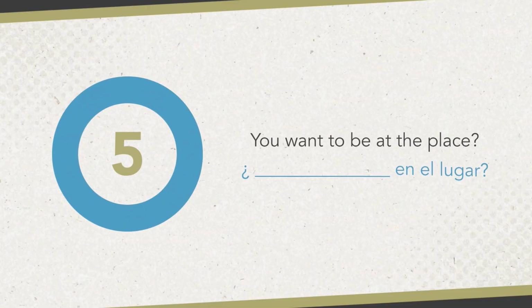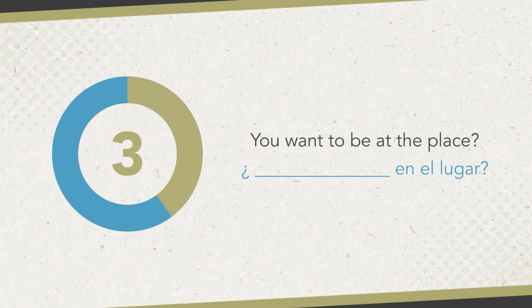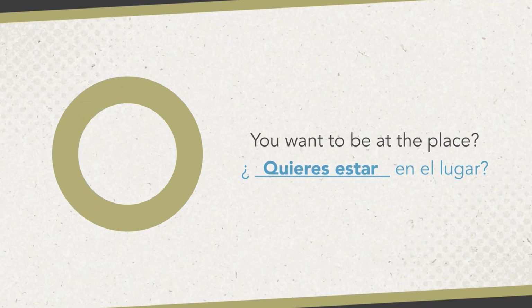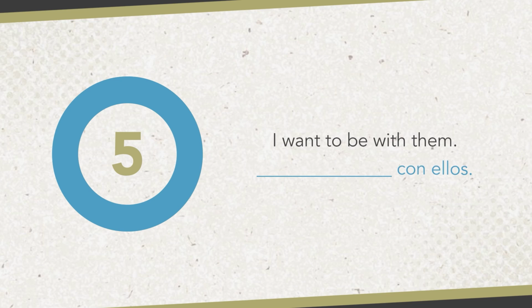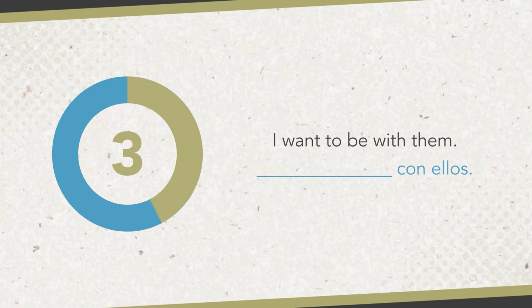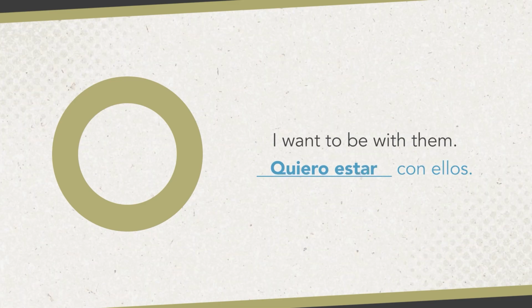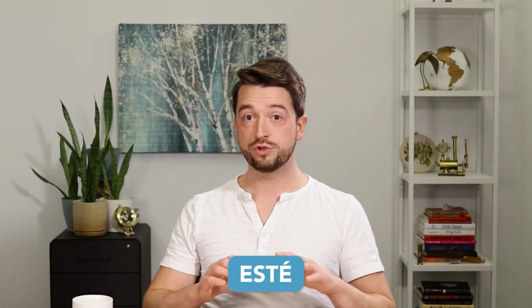Try this yourself in a couple of examples. You want to be at the place? ¿Quieres estar en el lugar? I want to be with them. Quiero estar con ellos.